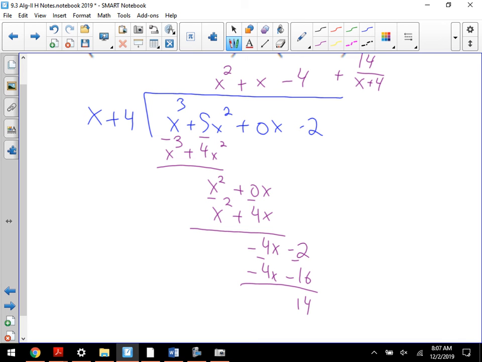If you didn't have a remainder, that meant that x plus 4 was a factor. You could have factored it out. But in this case, this is a remainder. It's not a factor. It doesn't work clean. For today, for right now, nothing. You're done. That's just long division.